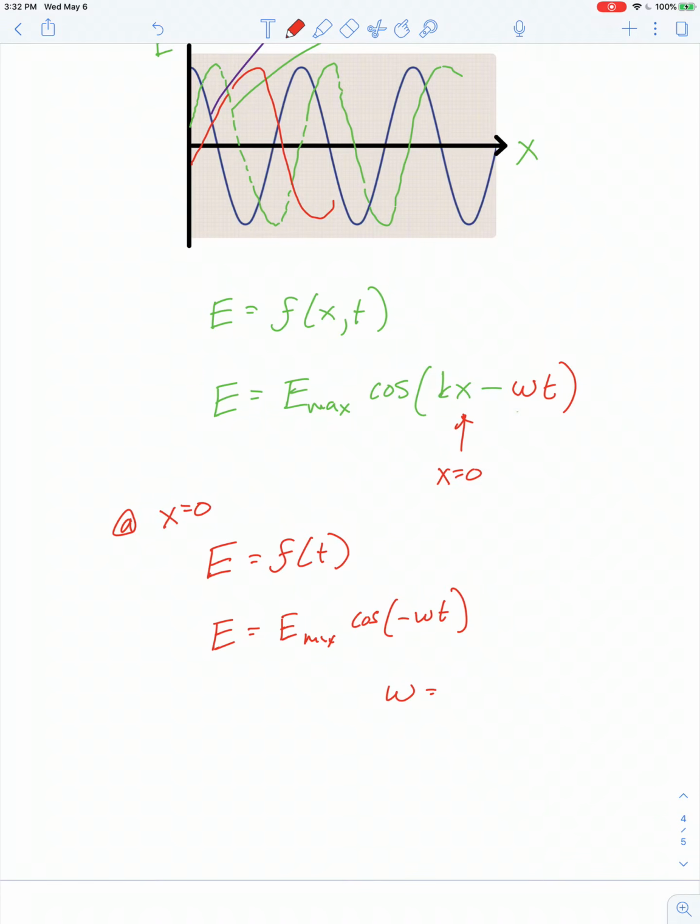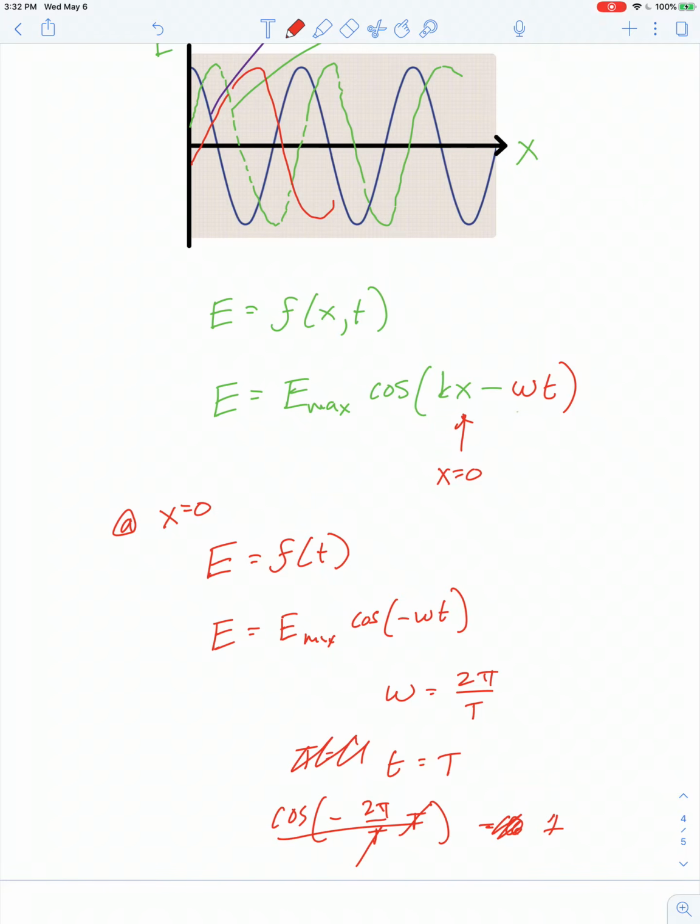I think omega must be 2 pi divided by the time period, so that if the time happens to be equal to exactly one full period, then we'd be taking the cosine of negative 2 pi over T times T, and the cosine of negative 2 pi is equal to 1.